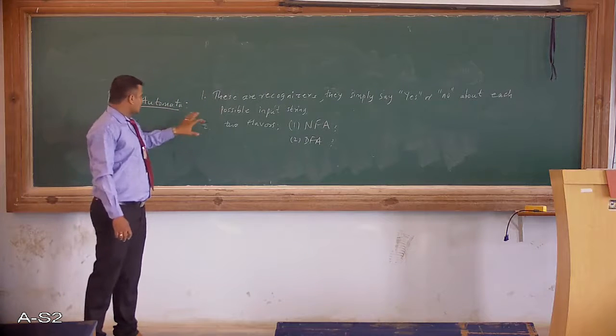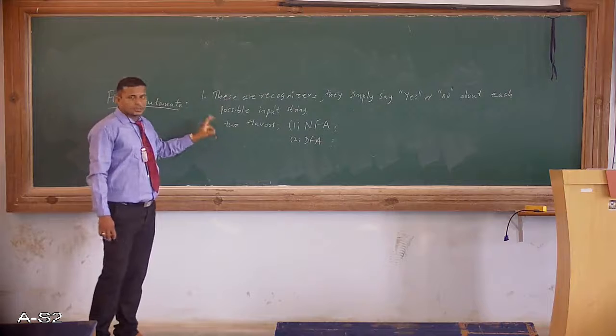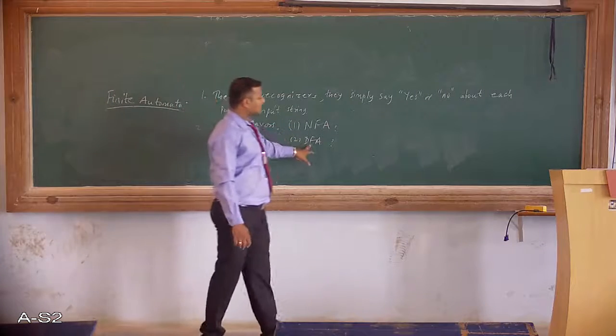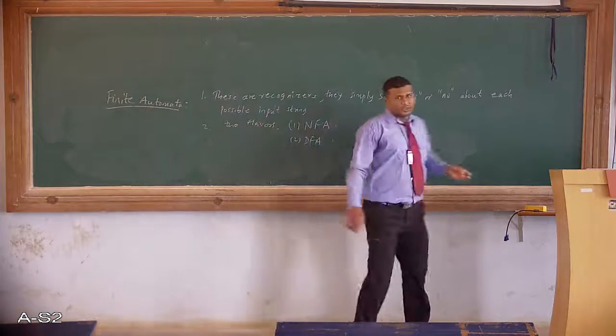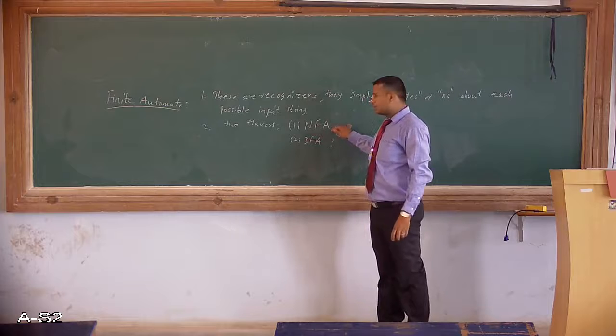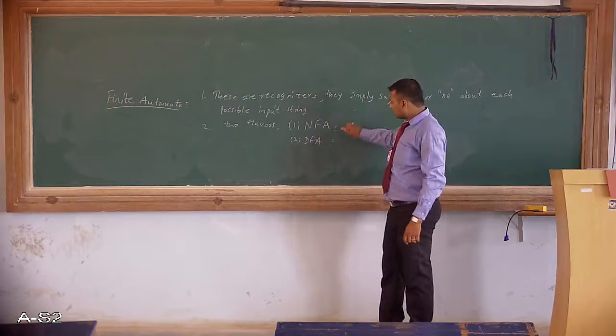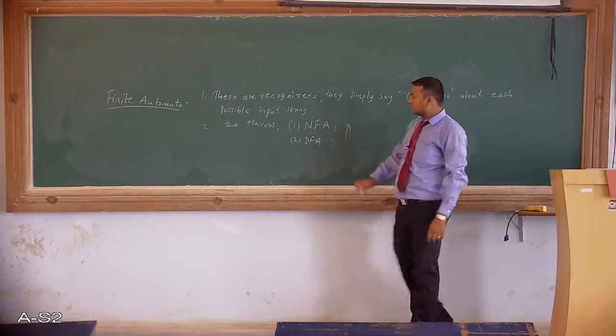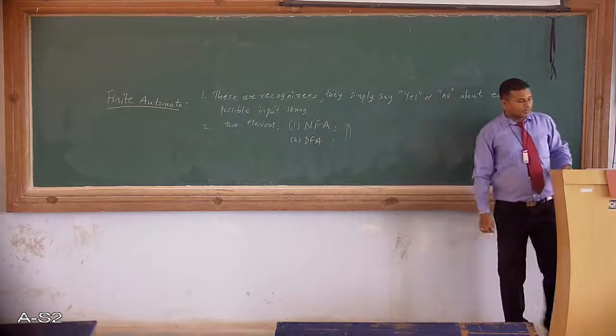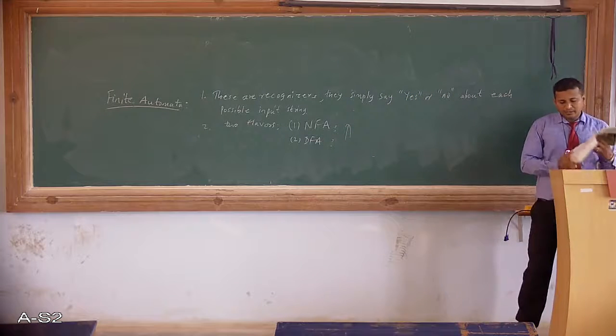Then generally this finite automata comes in two flavors. One is NFA and the other one is DFA. NFA is a non-deterministic finite automata, and DFA is a deterministic finite automata. Okay, so we will see the details about both deterministic and non-deterministic finite automata.